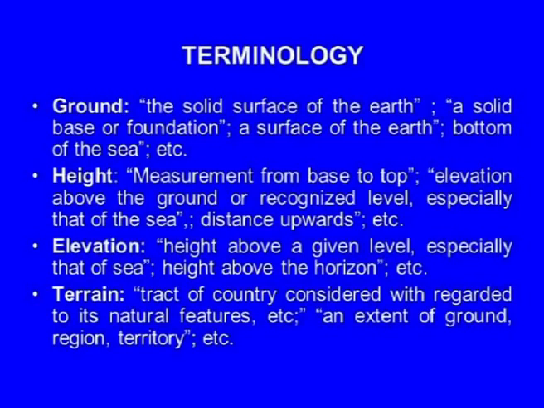Along with the definitions, let us look at the associated terminologies with it. First is ground. This can be the solid surface of the earth or the solid base or foundation, or the surface of the earth or the bottom of the sea. Height: measurement from base to top or elevation above the ground or recognized level, especially that of the sea, distance upwards, etc. Elevation: height above a given level, especially that of the sea, height above the horizon, etc. Terrain: tract of ground considered with regard to its natural features, extent of ground, region, territory, etc.